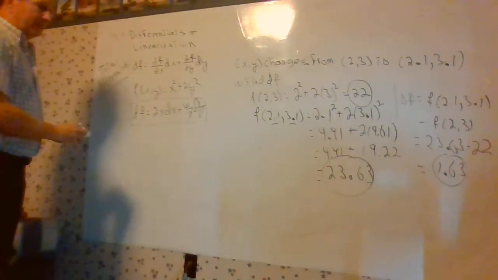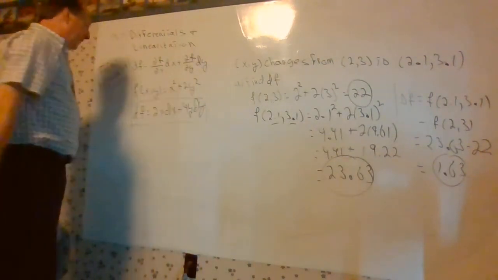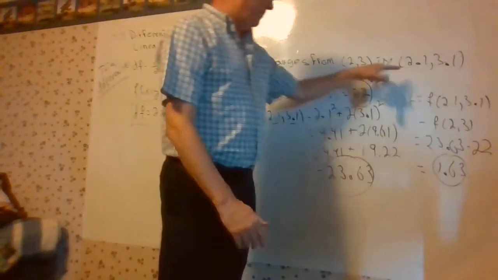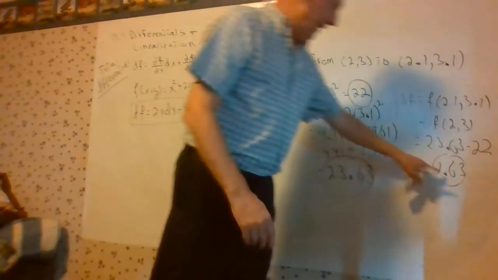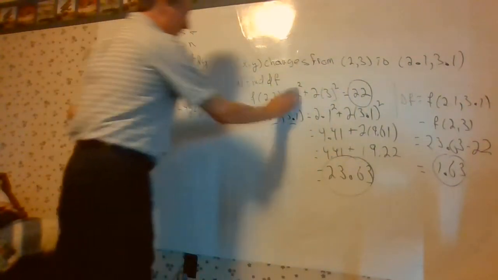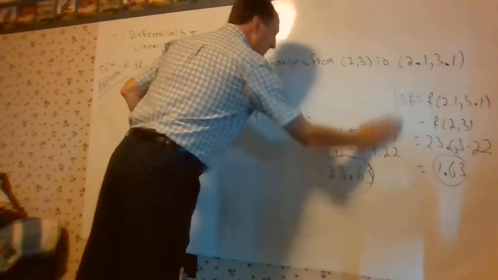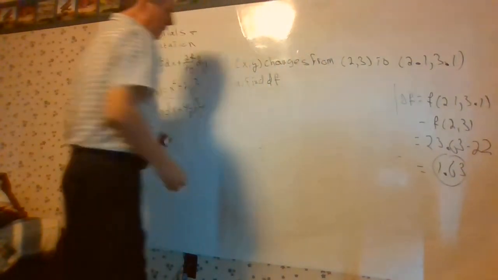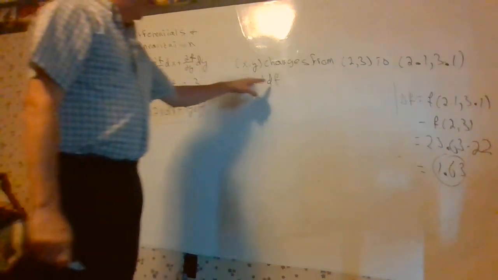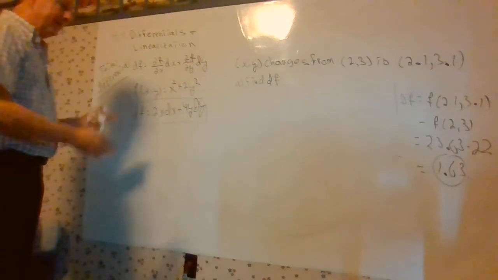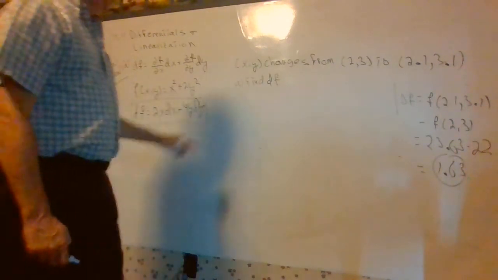Now let's use differentials. This would be an exact change. We have this curvy surface and we're moving from one horizontal location to another. What happened on the surface? Our elevation changed by 1.63 units. We can approximate this. Delta f will be approximated by df, whichever way you want to state it.